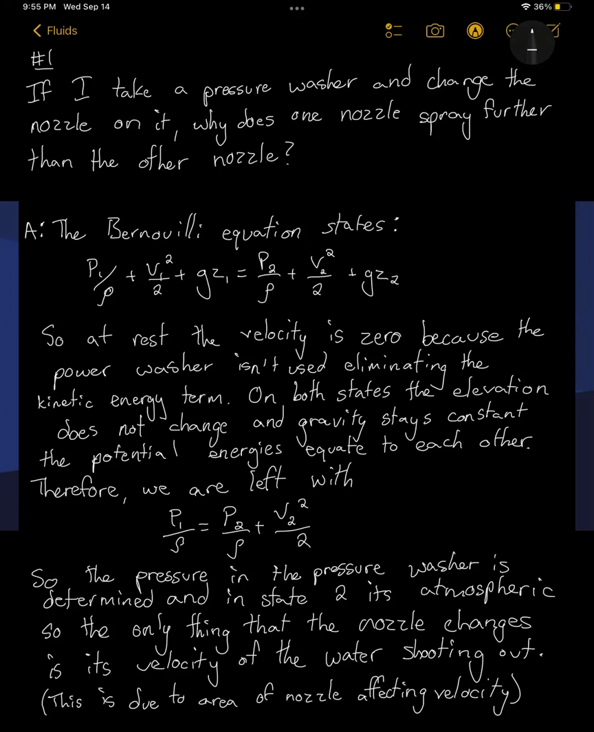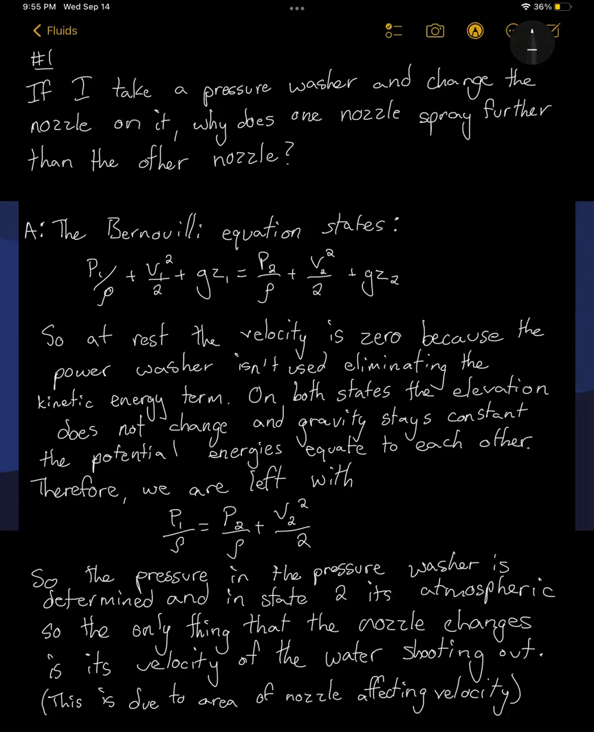So I set the velocity 1 to 0 because the pressure washer isn't being used, eliminating the kinetic energy term. On both states, the elevation does not change and gravity stays constant, so the potential energies equate to each other. Therefore, we are only left with pressure 1 over density equals pressure 2 over density plus velocity 2 squared over 2. So the pressure in the pressure washer is determined, and in state 2, it's atmospheric.